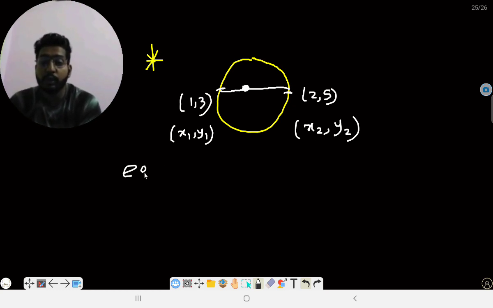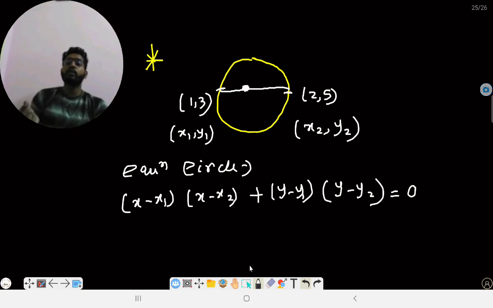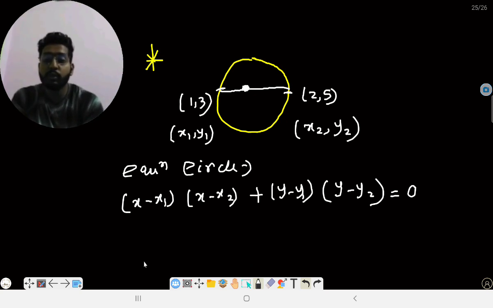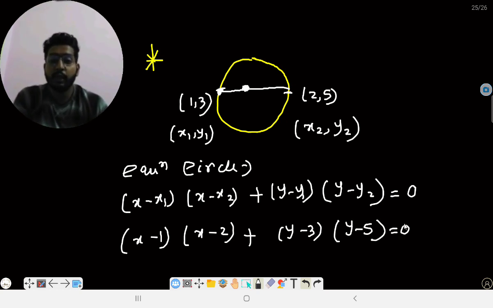Then what will be the equation of the circle? The equation will be: (x minus x1)(x minus x2) plus (y minus y1)(y minus y2) equals 0. So if the endpoints of the diameter are (1, 3) and (2, 5), the equation will be (x minus 1)(x minus 2) plus (y minus 3)(y minus 5) equals 0. Using this formula directly, we get the equation of the circle.